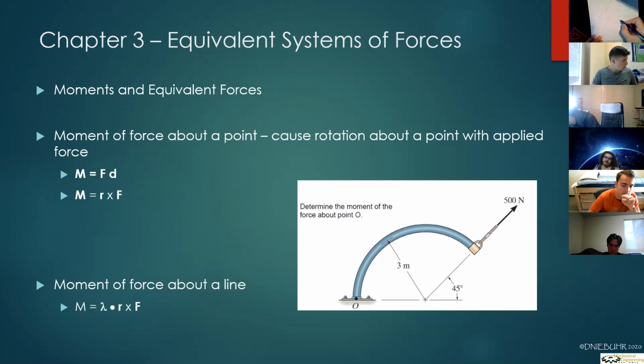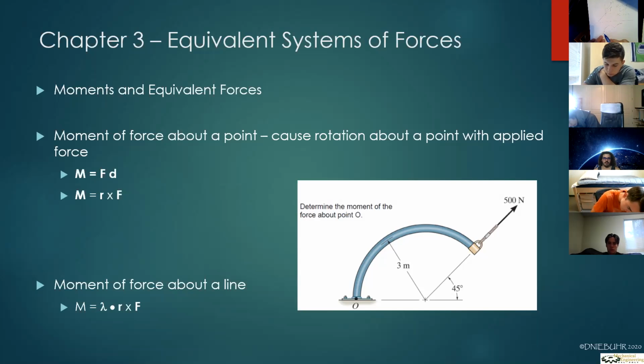And so here's your force of 500 newtons, and here's your point O, your origin, the point they want you to take the moment about. Again, I go over the theory and the details in the lecture, so this is just a brief overview to plant some ideas in your head.